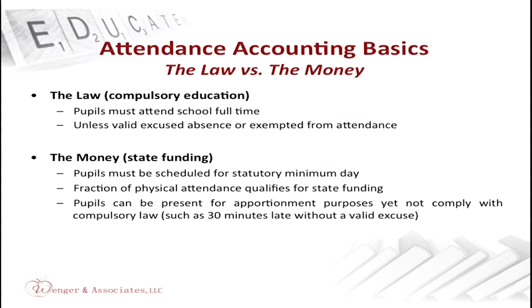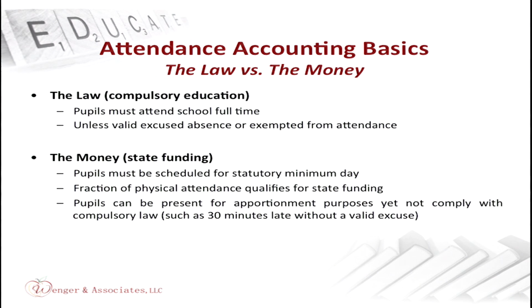The other one here is compulsory ed. For compulsory ed law, the law says they must attend every single day, every minute. The law allows up to 30 minutes without a valid reason before they are subject to it. So 30 minutes or more without it, then they become subject to the truancy law. So here, I could come in and, for state funding, get full apportionment. But if it was 30 minutes or more without a valid excuse, I would still be subject to the truancy law. So that's the difference between the law and money.